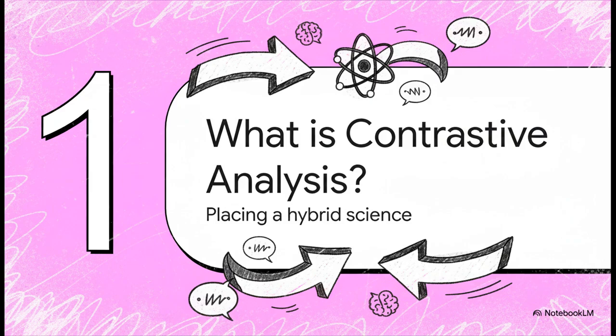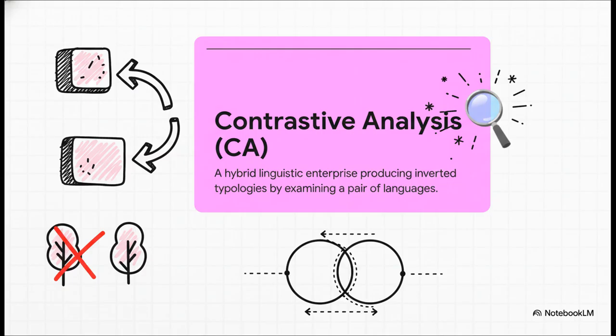So, first things first, we're going to define what contrastive analysis actually is and figure out where this kind of hybrid science fits into the bigger world of linguistics. Okay, that's the textbook definition. It sounds a bit dense, right? But at its core, contrastive analysis, or CA for short, is really just a method for systematically comparing two languages. The goal isn't to find out if they're related historically, but to create a specific map of their differences, to pinpoint exactly where they don't line up.